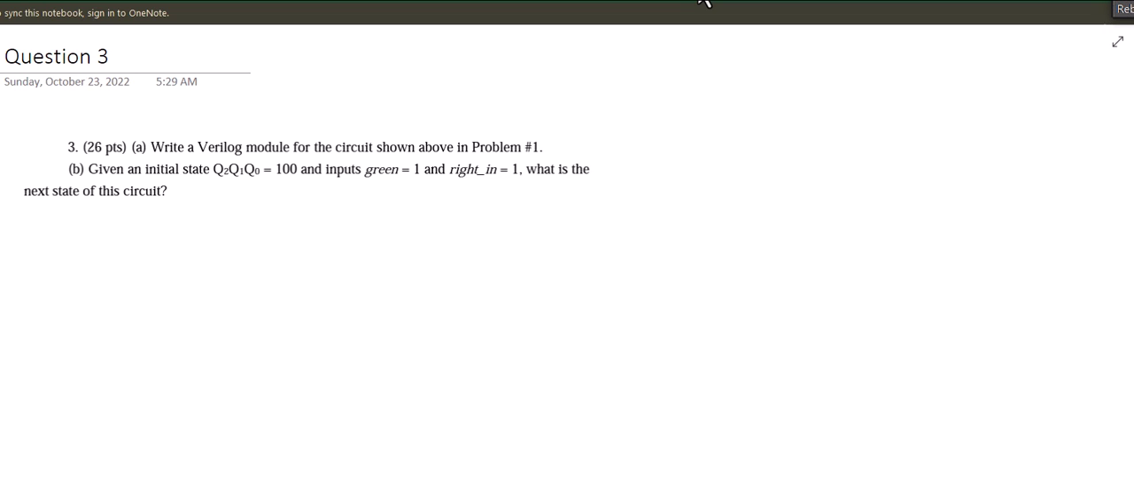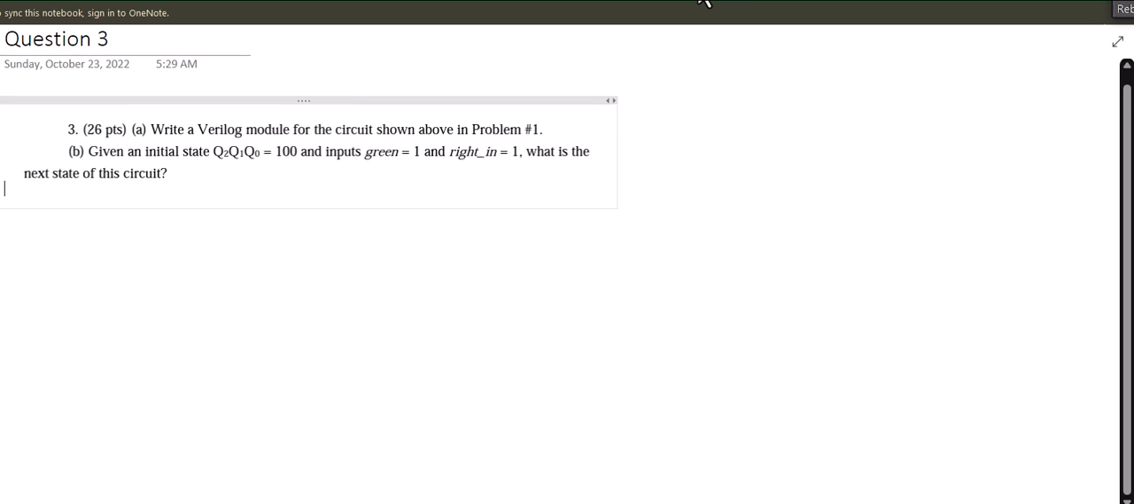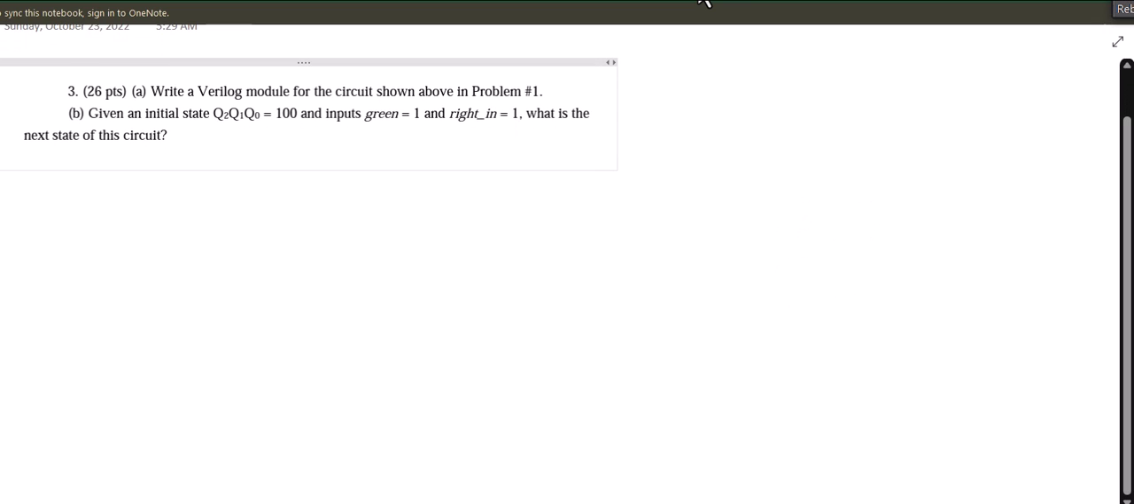Okay, so this one, probably the hardest one on the test, is to write a Verilog module for the circuit shown above in problem 1. And then there's a part B for this one as well: given an initial state of 1, 0, 0, and input green equals 1 and write in equals 1, what is the next state of the circuit? So first let's write the Verilog module.